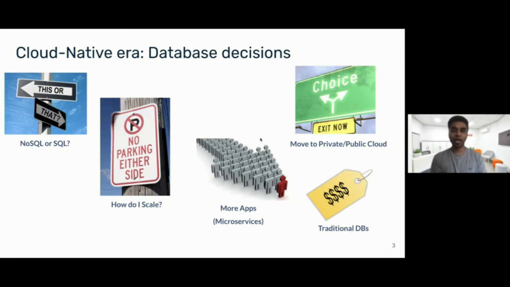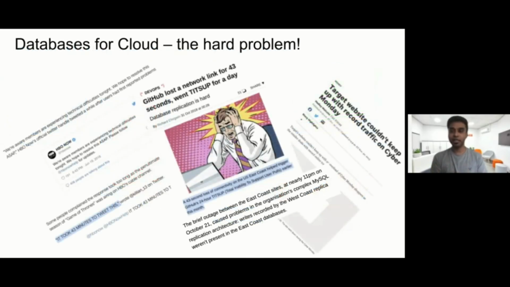On top of that, they also have to think about how to move their applications between private and public cloud, and how to deploy in multi-cloud. You see, there are a lot of decisions an application developer has to make. And designing the database for all these clouds and different workloads becomes challenging. That's why databases on the cloud are a hard problem to solve.